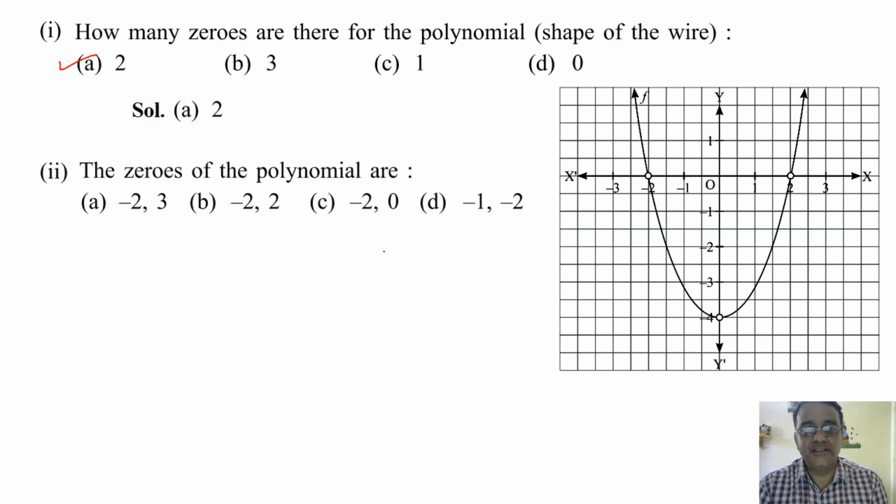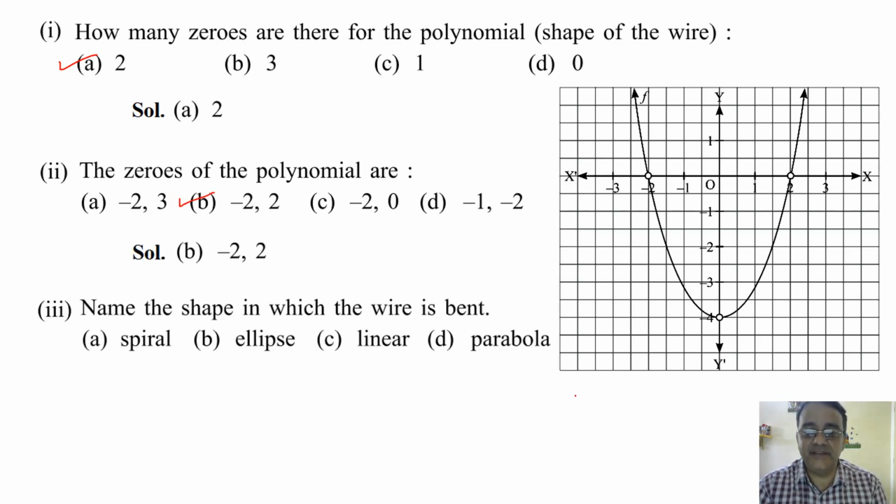Next question. The zeros of the polynomial are... minus 2 and 2, right? Which option? Option B. Right. Now the next question. Name the shape in which the wire is bent. Parabola. Right. Which type of parabola is it? Upward parabola. Very good.